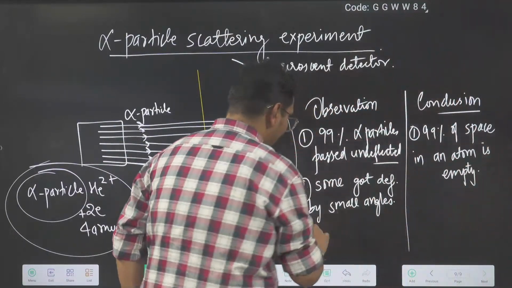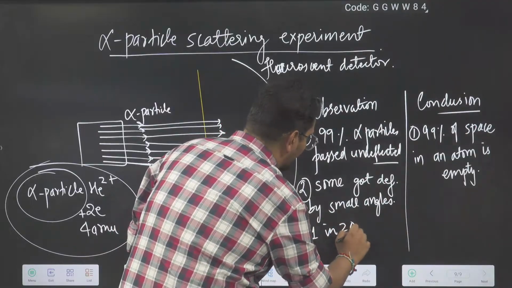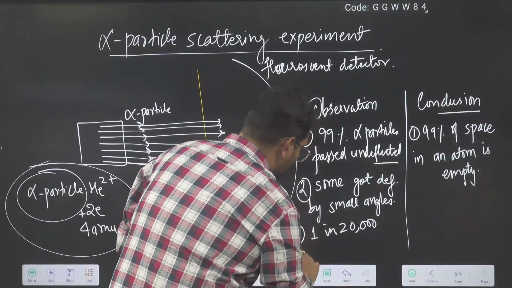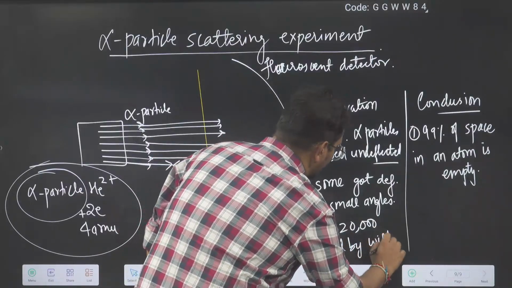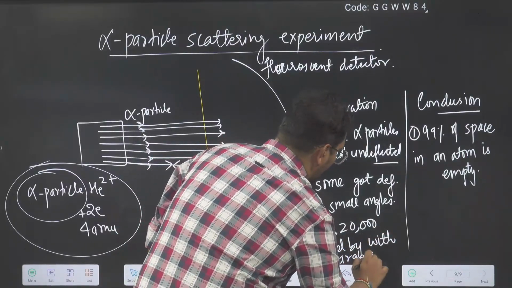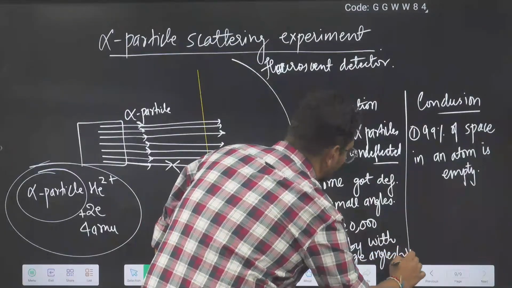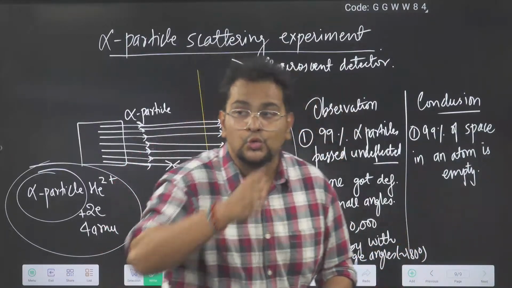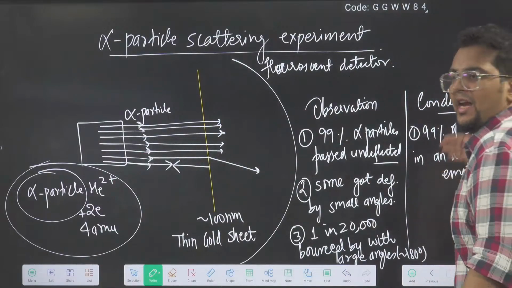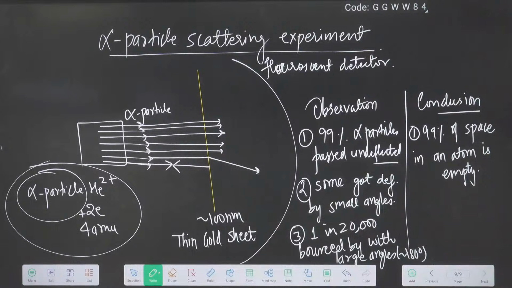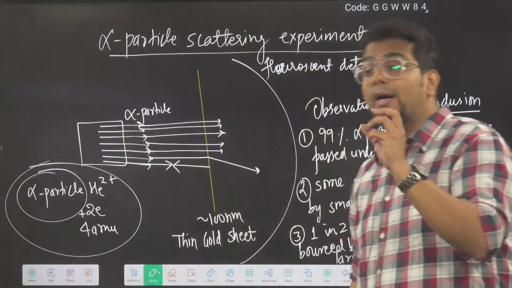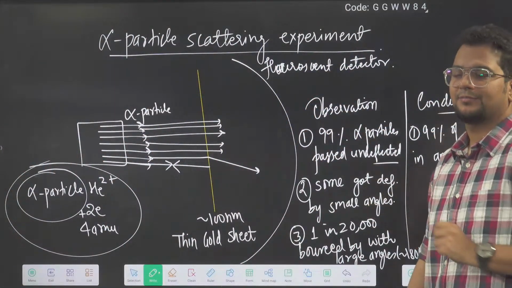So bhai, 1 in 20,000 particles, very few, bounced back with large angles. Large angles means even 180 degrees also. The elephant came and went back. Is it clear? So 1 in 20,000 are bouncing back.